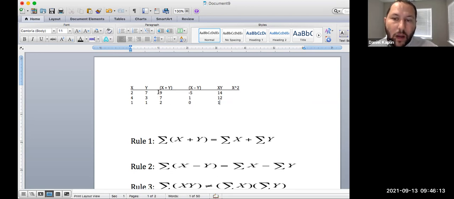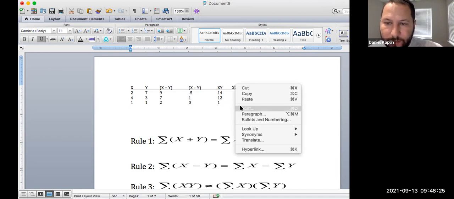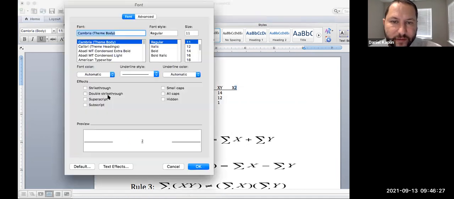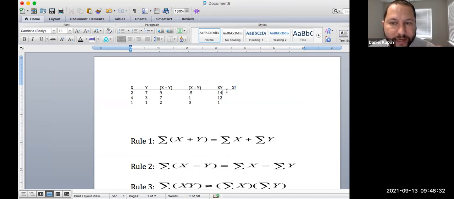Now, we have one more column to do, and this is the X squared column. I could probably make this more easily understood to be X squared by doing font superscript. And so what is X squared? Well, 2 times 2 is 4. 4 times 4 is 16. 1 times 1 is 1. Okay, so now I'm going to add these columns up.